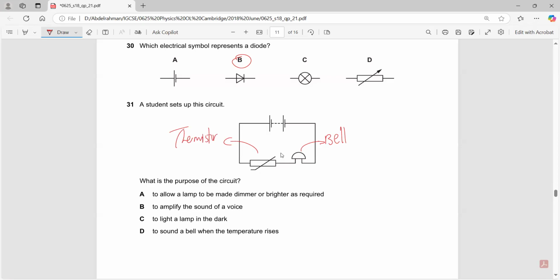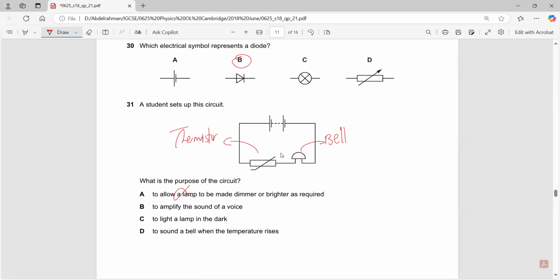How do we affect the resistance of the thermistor? By changing the temperature. I don't care about dimmer. No, we don't have a lamp, so A is wrong.